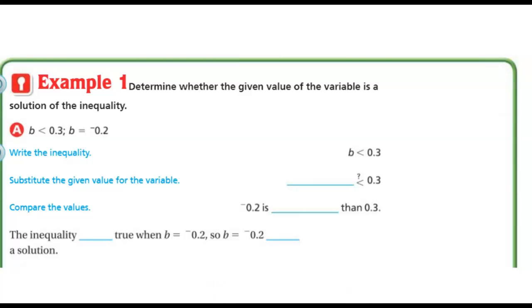So we substitute the B for -2/10, and then we compare the values. -2/10 is less than 3/10. The inequality is true when B equals -2/10. So B equals -2/10 is a solution.